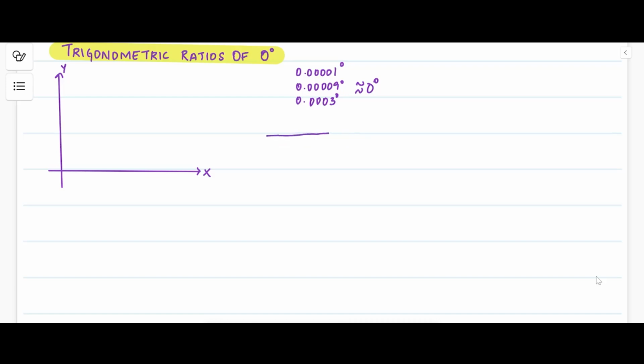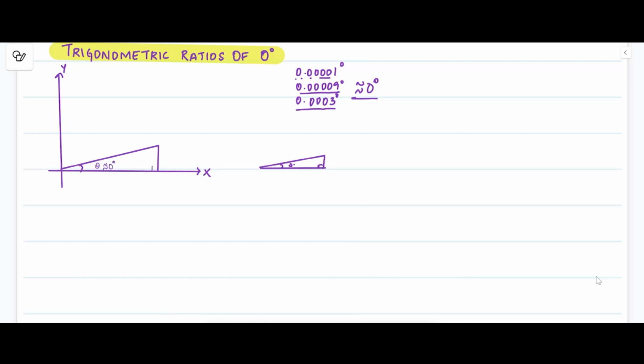So for that, let me draw it here first. So this will be our base and this will be our angle, which is almost equal to 0 degrees. That is, it may be 0.001 or 0.0009 or 0.0003, which is almost equal to 0 degrees. This side will be our 90 degree angle, which is here. So let us zoom this type of triangle here in our first quadrant, which is having positive x-axis and positive y-axis. So this angle here will be our theta, which is almost equal to 0 degrees.